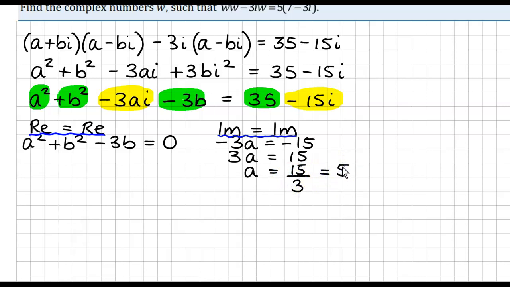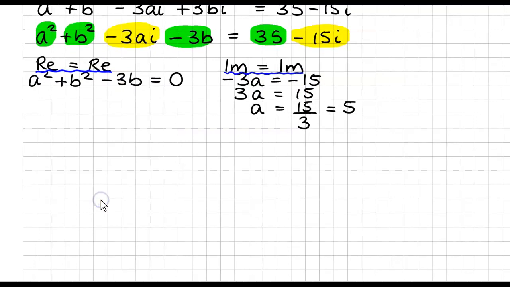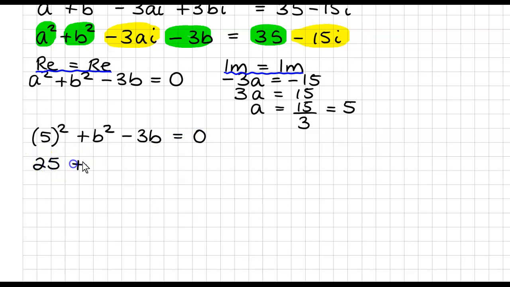Okay, so now we can go back into this more difficult equation over here and fill in what that 5 is. Oh no, sorry, we know what our a is now at this stage. So a is 5 squared plus b squared minus 3b equals 0. So this is 25 plus b squared minus 3b equal to 0. So b squared minus 3b plus 25 is equal to 0.